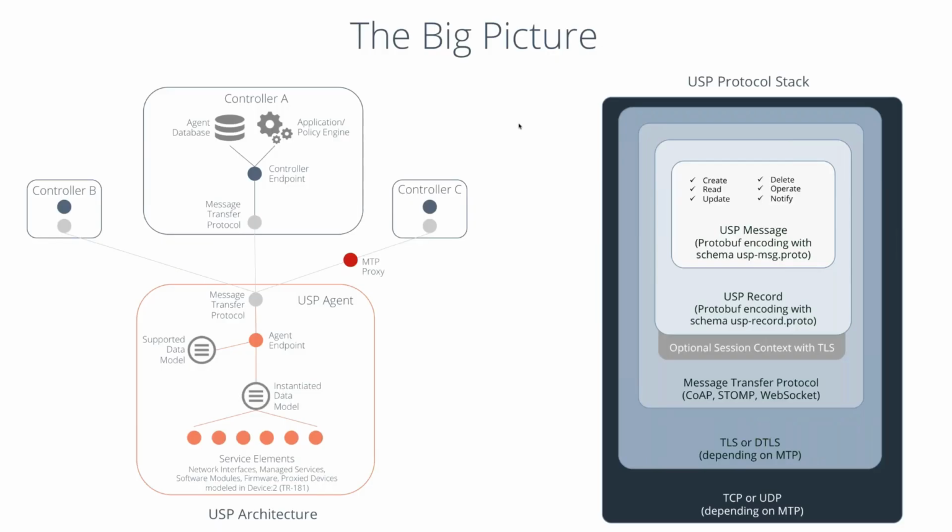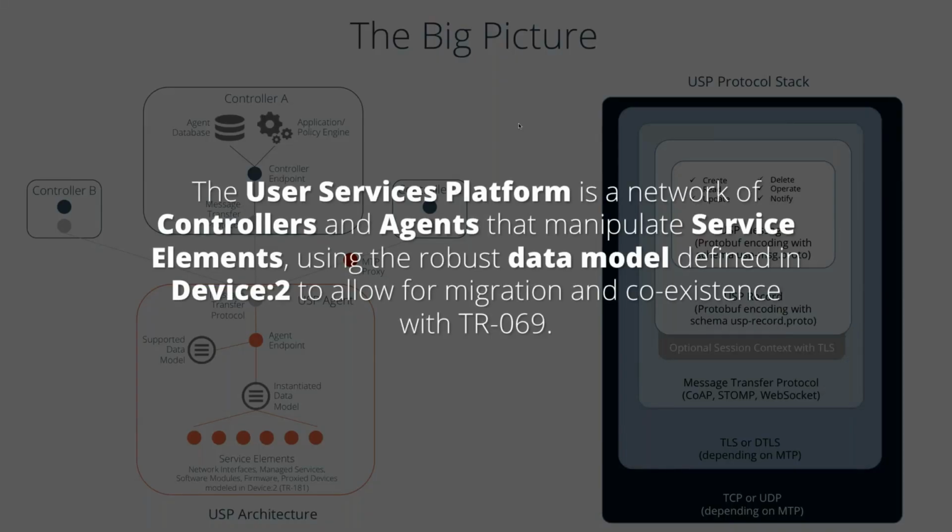So this is the big picture of the components and architecture of USP. I'm not going to have you stare at it too long right now because it's a lot of stuff, but we're going to keep coming back to this slide. The key thing that I want you to keep in mind is this. The user services platform is a network of controllers and agents that manipulate service elements using the robust data model defined in Device 2 to allow for migration and coexistence with TR69. Now, as John goes through several USP use cases, we'll come back to this diagram and point at exactly which of USP's technologies enable those use cases. John?